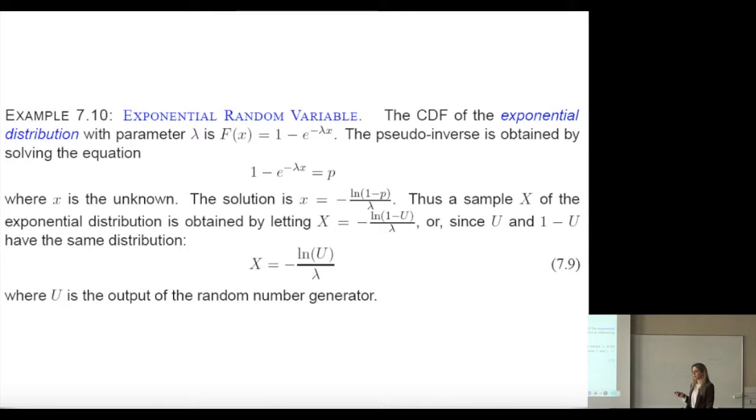Okay? And because u and 1 minus u have the same distribution, since u follows the uniform distribution so 1 minus u will also follow the uniform distribution, in order to simplify this expression, instead of 1 minus u, we just put u here. And this relation gives us a sample from the exponential distribution by knowing a sample from the uniform distribution between 0 and 1 given by a random number generator. Okay?